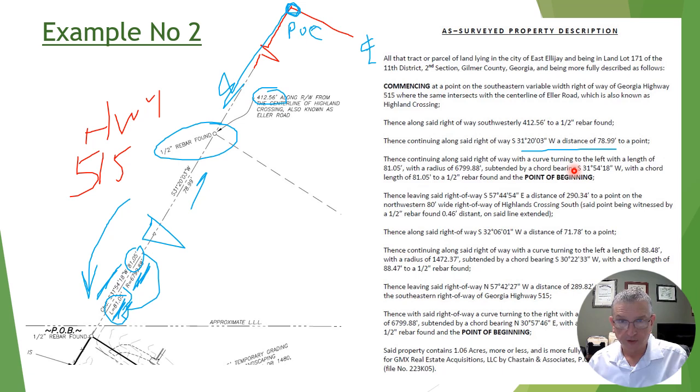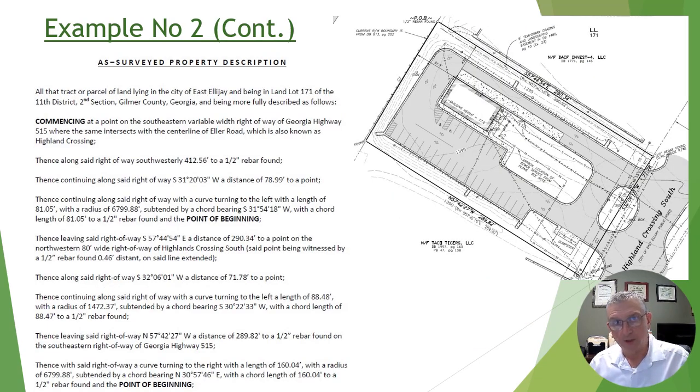So we come along this curve to a half-inch rebar found and the point of beginning. So the point of beginning is right here. POB, 1/2 inch rebar found. So this is the first part of the legal description. Second part, all right, now we just got to here, point of commencement, point of beginning up here at the northernmost point on the property. Now we're going to go clockwise.